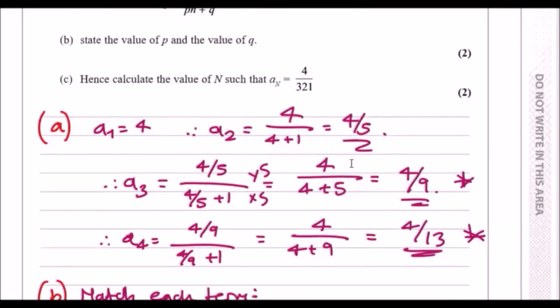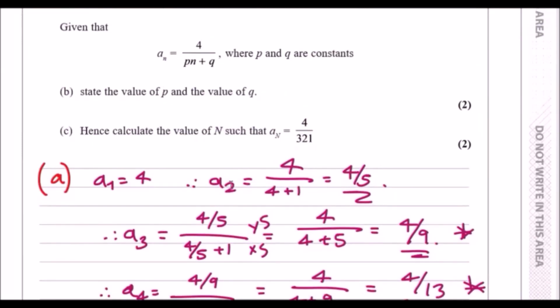So what I'm trying to say here, let's look at a2. You can say that when n is 2, we have p times 2, so 2p plus q is going to equal the bottom half, which is 4 plus 1, which is 5. So 2p plus q equals 5.